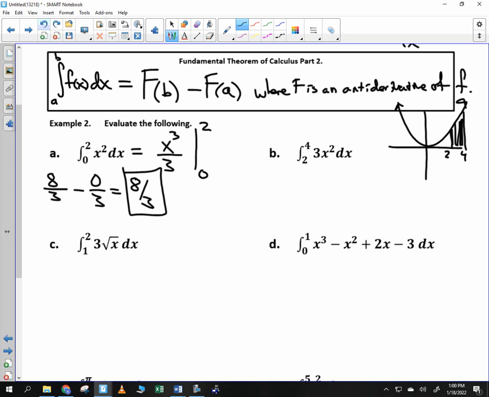We just find an antiderivative. What's an antiderivative of 3x squared? X cubed. Evaluate at 4 and at 2. Plug in 4 and you get 64. Plug in 2 and you get 8. What's 64 minus 8? 56.